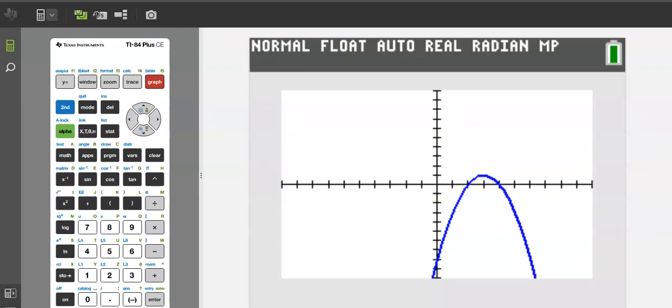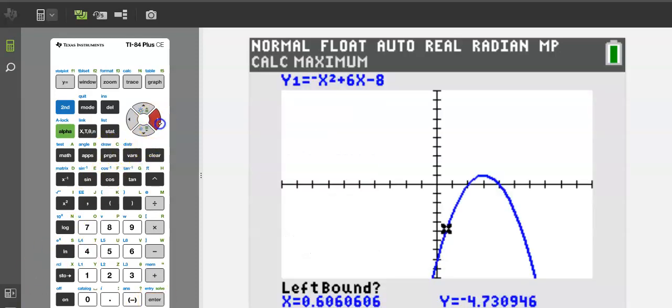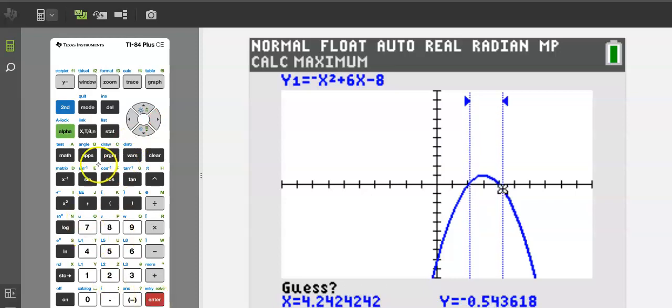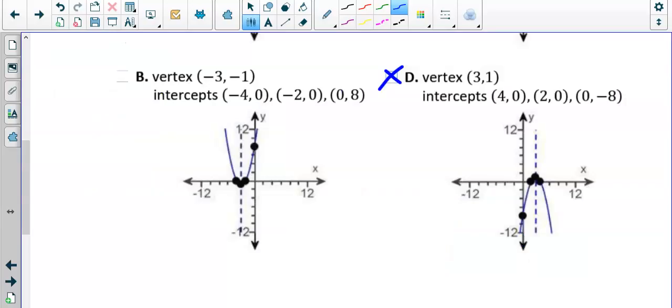So if we come in here, we can find our vertex. Remember, we just talked about that. We can do it 2 ways. We can do second trace. Was that a maximum or a minimum? So we can run maximum. We scroll to the left, then scroll to the right, then we guess. Close enough. And there it is. All those zeros, just drop them. So our vertex is 3, 1.